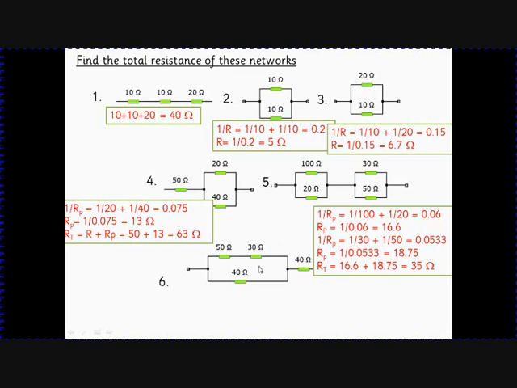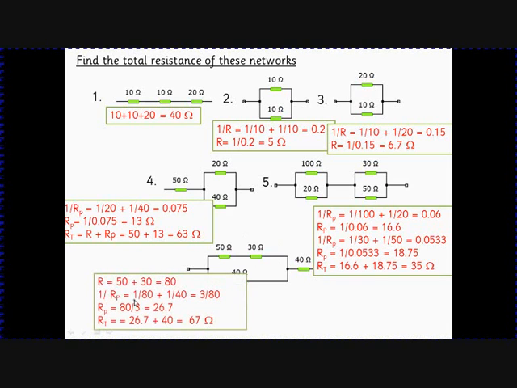Then the last one, we've got these two in series. So we get an 80 ohm resistor to replace these two. Then the 80 ohm is in parallel with a 40 ohm. That gives us 26.7 ohms to replace this section. Add that to the 40, we get 67 ohms altogether.